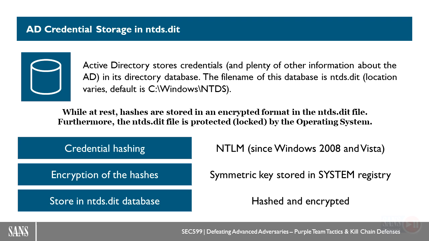Those hashes are encrypted. So take that NT hash, encrypt it at storage, and they're encrypted using a symmetric key which is stored in the system registry hive on the domain controller. So again, compromise the domain controller, you can also get that key because it's a symmetric key, so you can decrypt everything. So it's hashed and encrypted in the ntds.dit database. So again, this further supports the idea of compromise the domain controller, compromise everything.